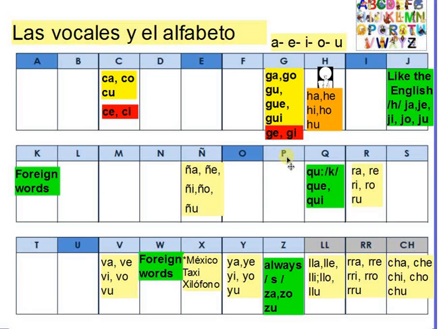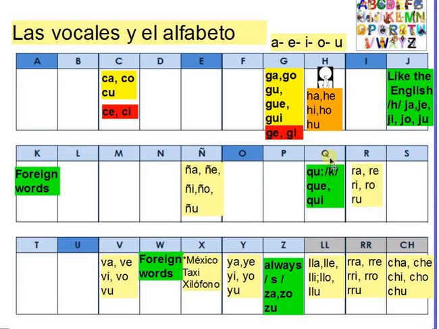The letter P, we have the same situation as the letter D. You're going to try to avoid releasing the puff of air that we do when we speak English. In English, for instance, we say paper. P, p. You release that puff of air. Well, in Spanish, you're going to say it much, much softer. Okay? So you say pa, pe, pi, po, pu. You don't release the puff of air, because that is not Spanish. We are going to say it very soft. Pa, pe, pi, po, pu.